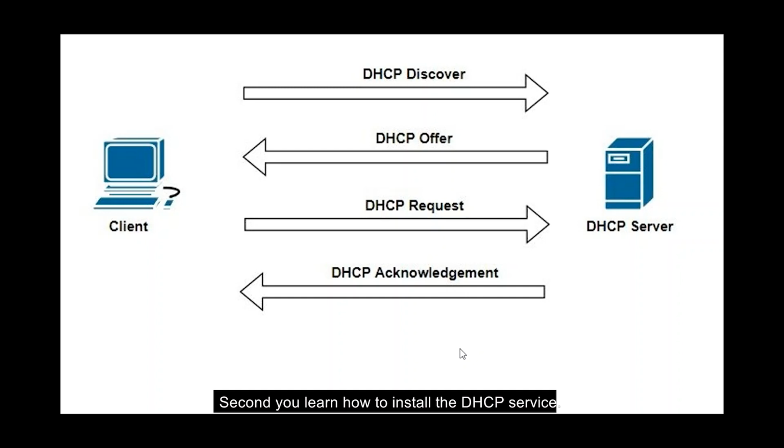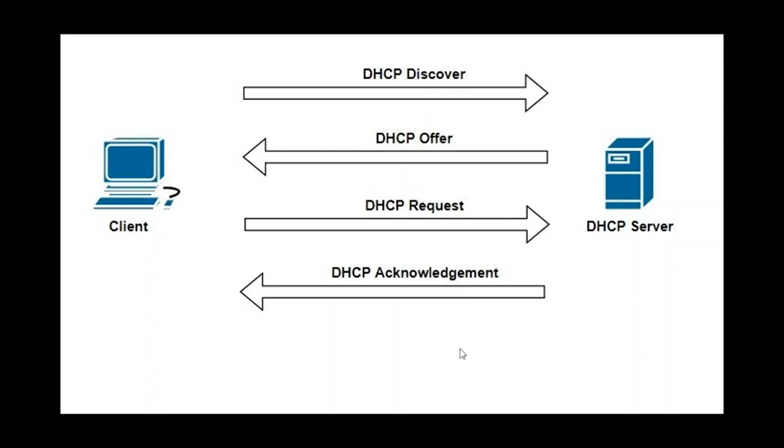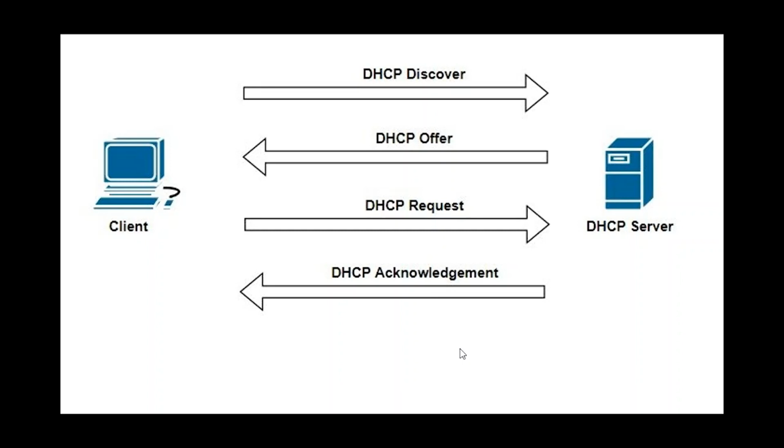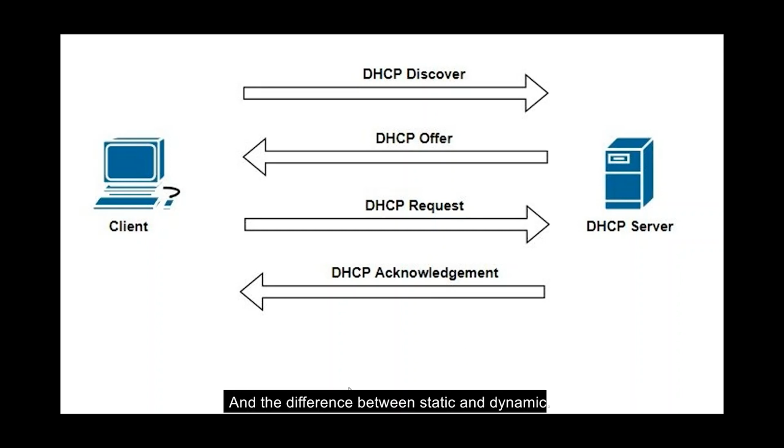To summarize everything that we have done, first, we learned how to do static addressing. Second, we learned how to install the DHCP service. Third, we learned how to configure it on both Linux and Windows. You also learned how to bridge your virtual machine to your wireless network, and the difference between static and dynamic.